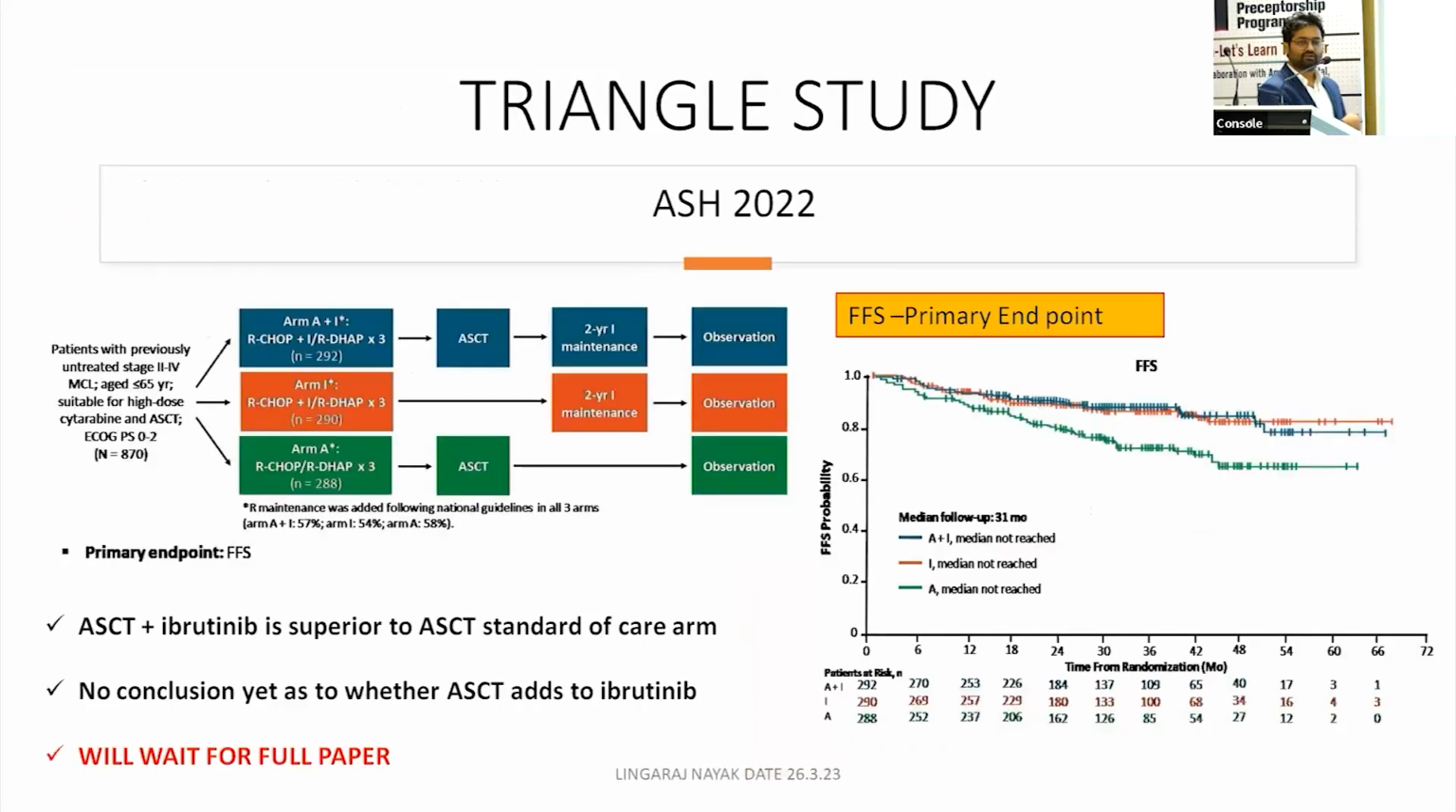So the TRIANGLE study, Dr. Ranjit has discussed today. We don't have a full paper yet, but interestingly, it didn't refute that transplant didn't help. So whether adding ibrutinib to transplant improves outcomes, or adding transplant to ibrutinib? Ibrutinib you have to add anyway, but if you add transplant to ibrutinib, does it help? It didn't answer that question, right? So we are still waiting for it. Median follow-up is 30 months.